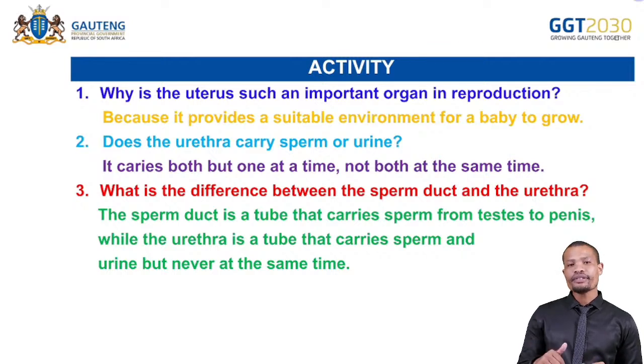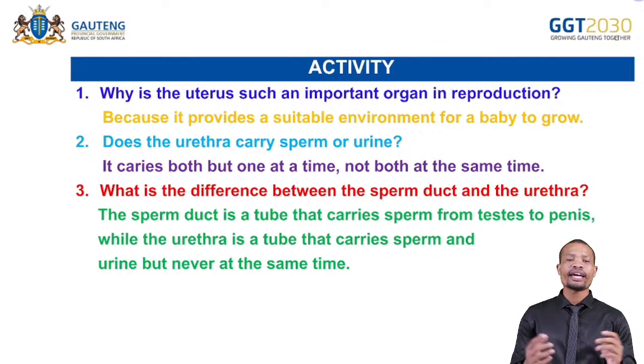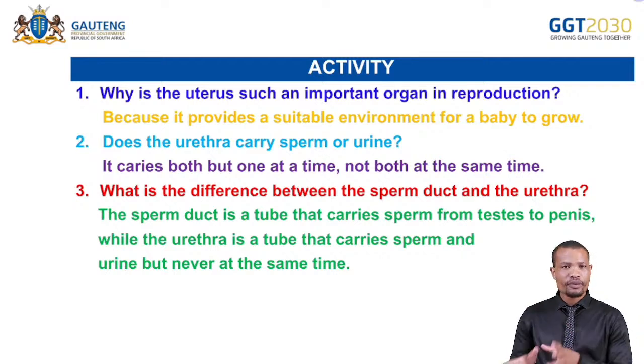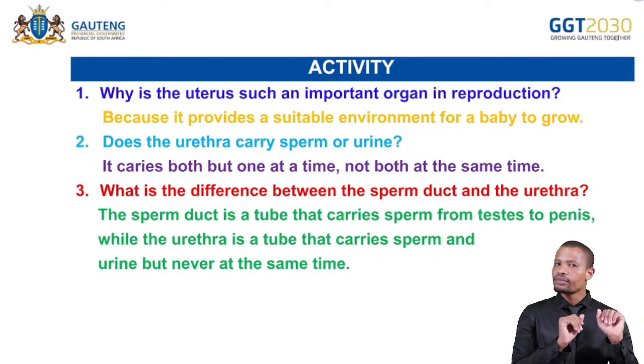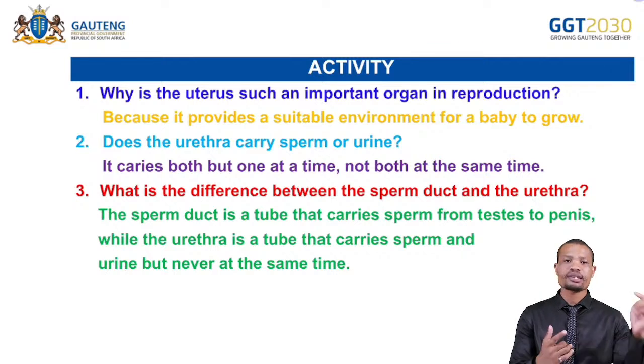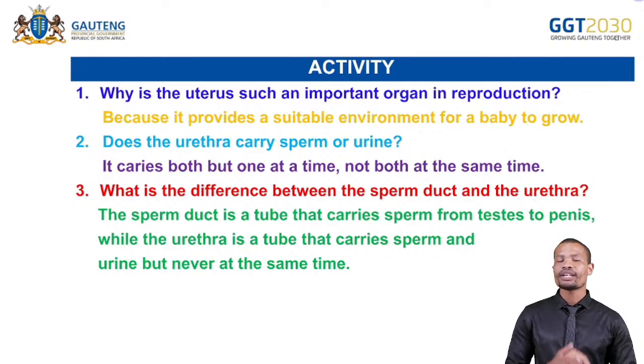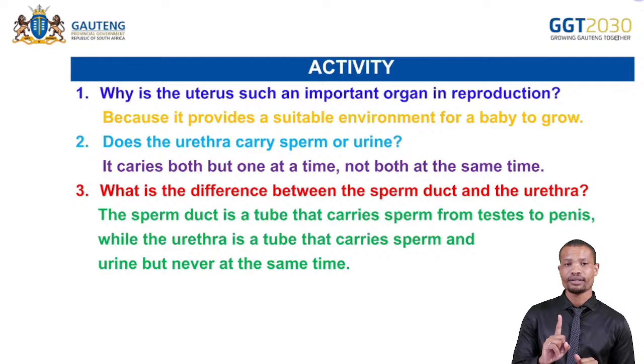And then the urethra is a tube that receives fluid from the bladder in the form of urine or from the vas deferens or the sperm duct, which is sperm. So it can never carry the two fluids at the same time. It can only carry one. Okay?